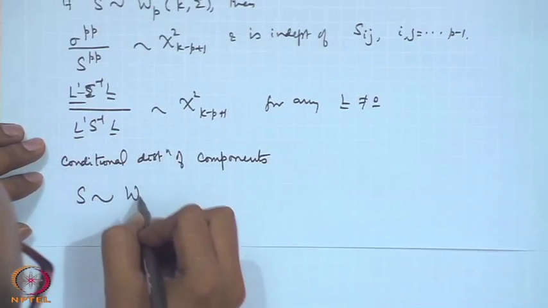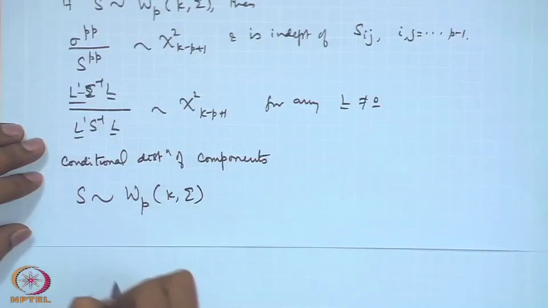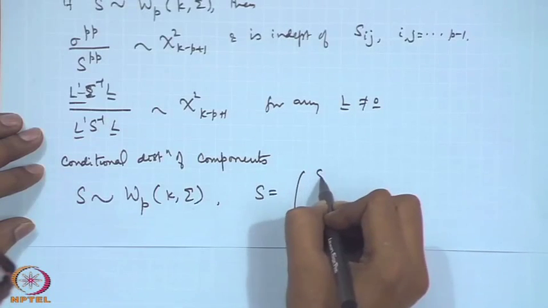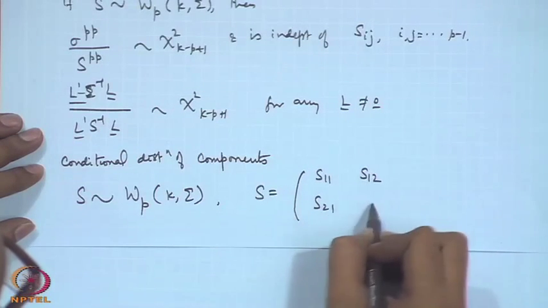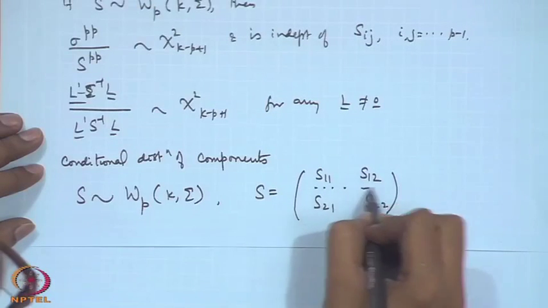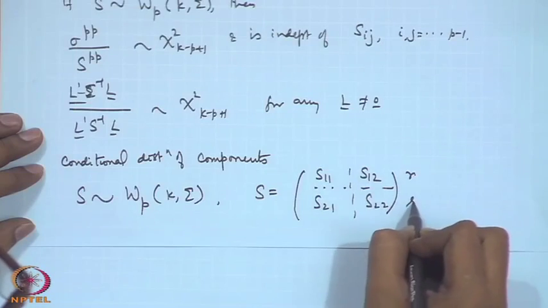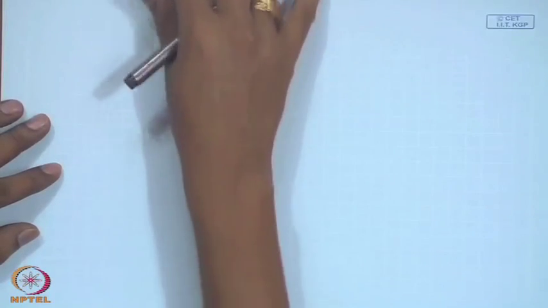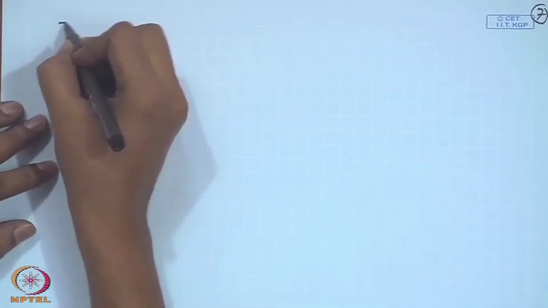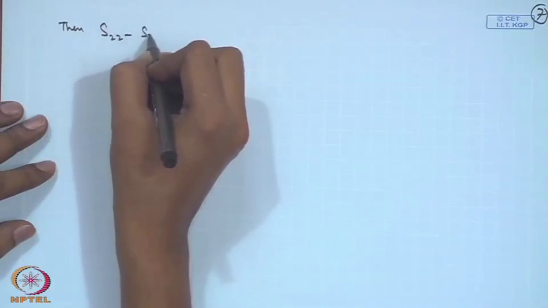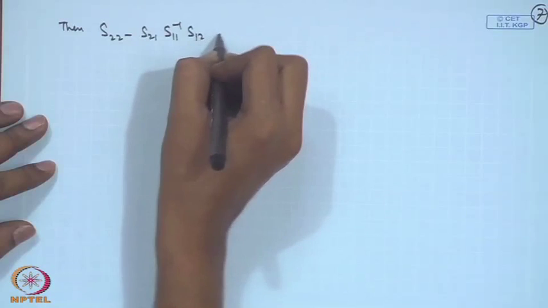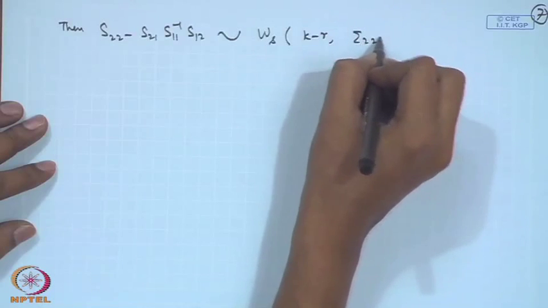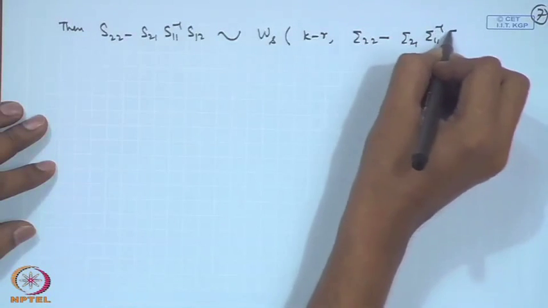So, suppose I assume S follows Wishart distribution with parameters k and sigma, and S is partitioned as S11, S12, S21 and S22. Suppose these are r components and these are s components here. Similarly, here this is the r component, this is the s component. Then S22 minus S21 S11 inverse S12 has a Wishart distribution with k minus r and sigma22 minus sigma21 sigma11 inverse sigma12.